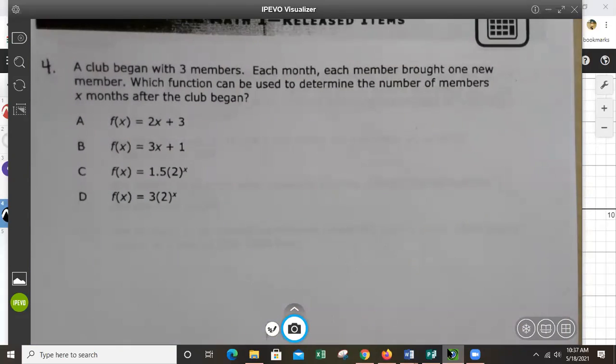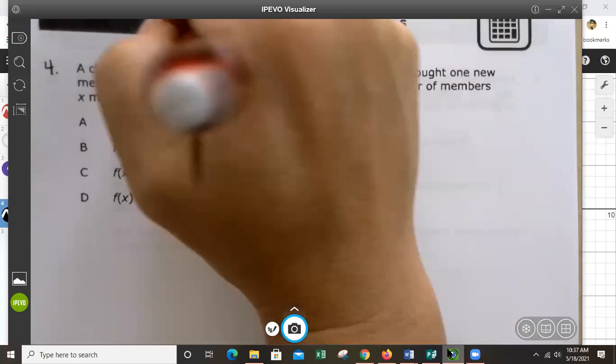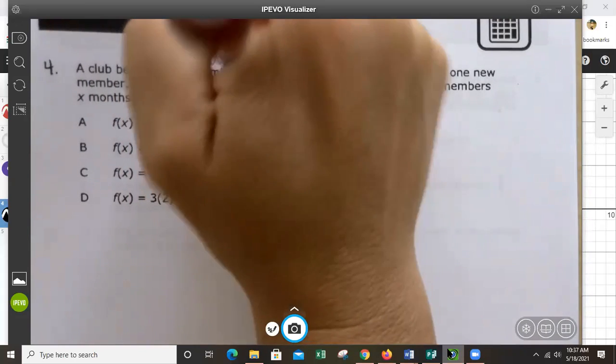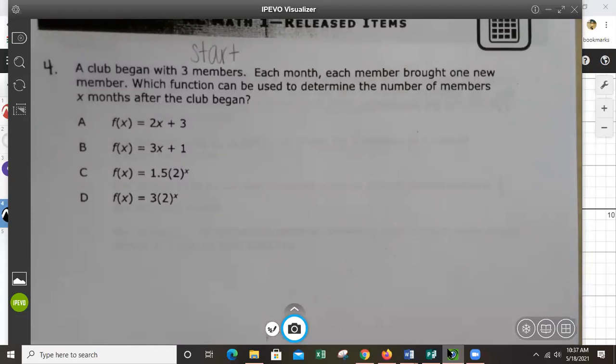All right, number 4. Number 4 is not very hard. You just got to read it, okay? A club began with 3 members, so this is your start. Each month, each member brought 1 new member. Which function can be used to determine the number of members X months after the club began? So which one can I pick? The first thing it says is starts with 3. So how many of them have that it starts at 3? Which ones do not have that?